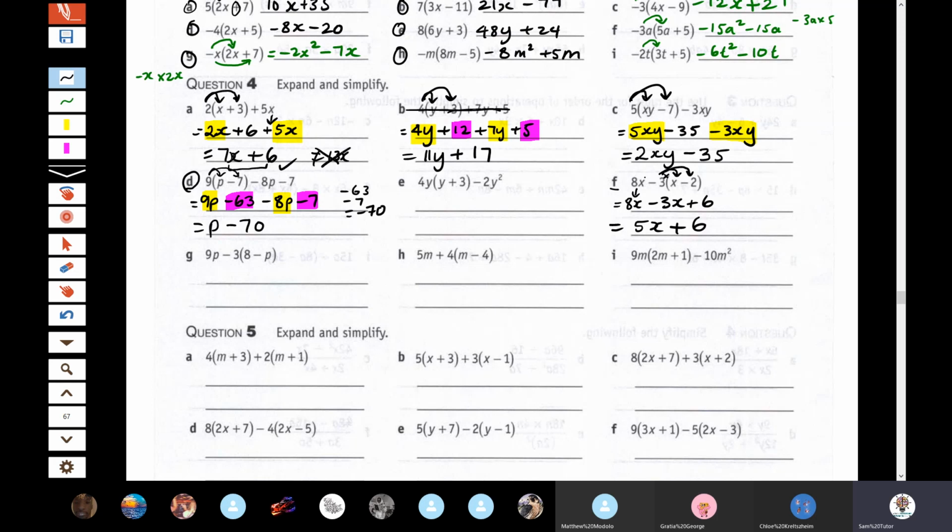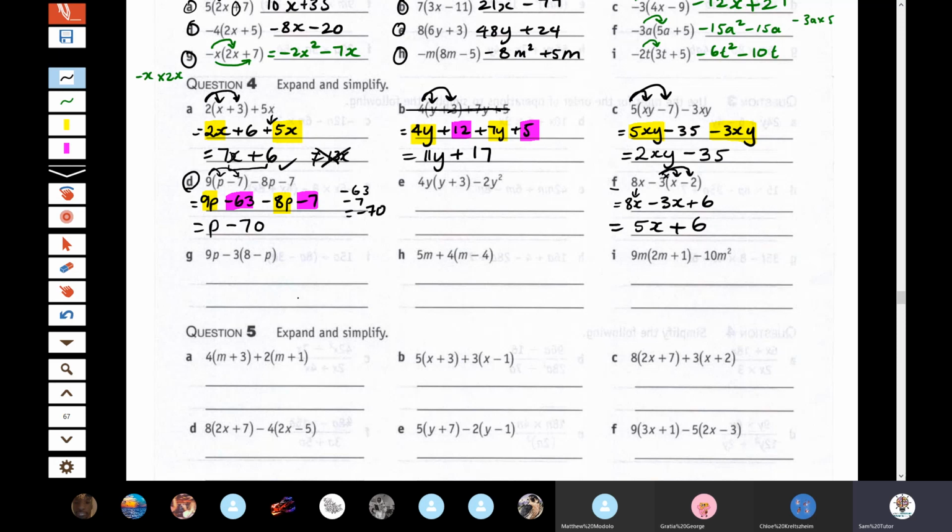Does that make sense? So the biggest, most important part of this is don't do 8x take away 3. Everybody does 8x take away 3, 5x, and then they try to do it. It doesn't work. Firstly, you're not allowed to do 8x take away 3 because they're not like terms. And secondly, you have to do your multiplication first.